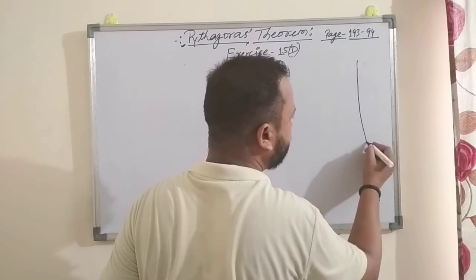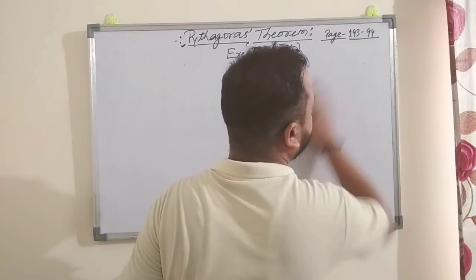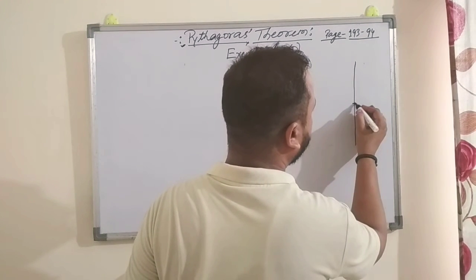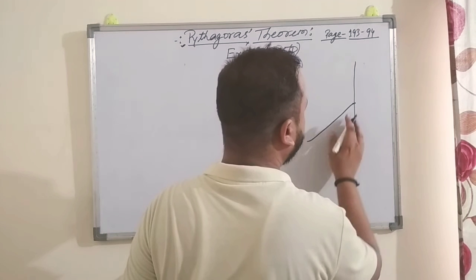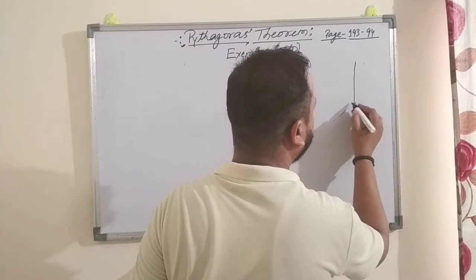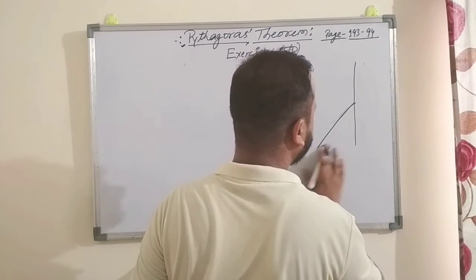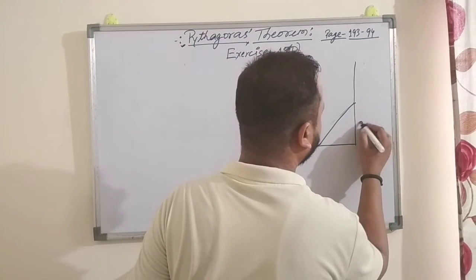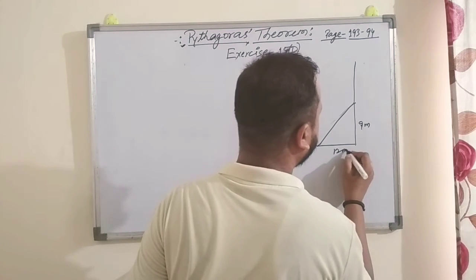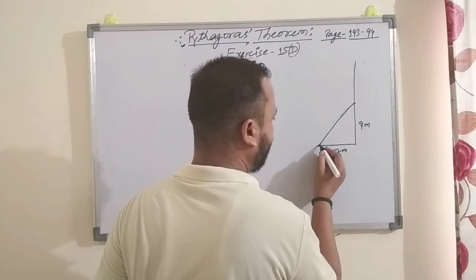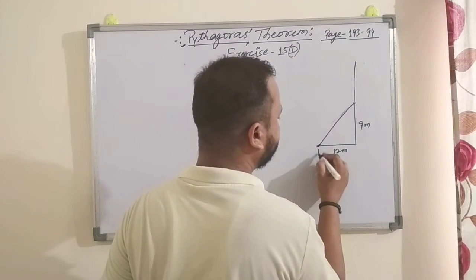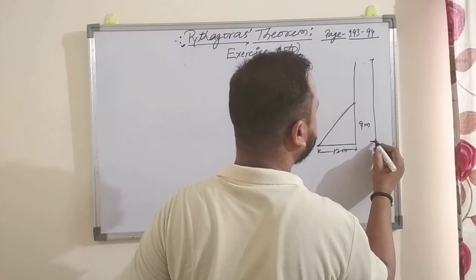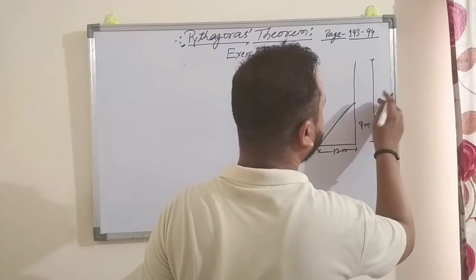So suppose this is the tree, right? And it broke from here. So now it touches the ground. This is 9 meters, this is 12 meters. This touches the ground 12 meters from the foot, right? So the total height of the tree is this.